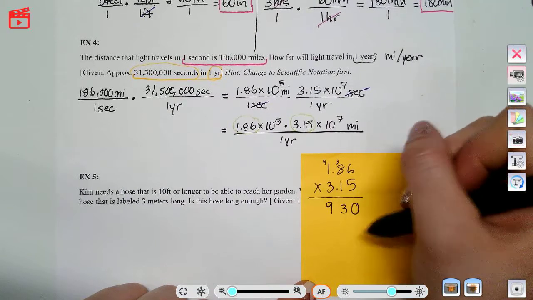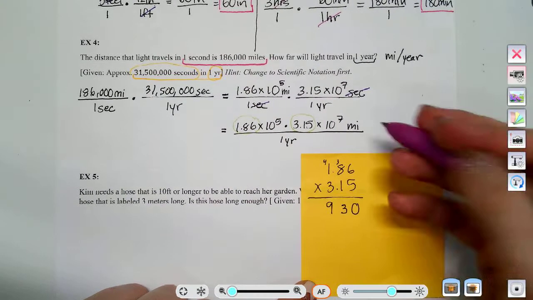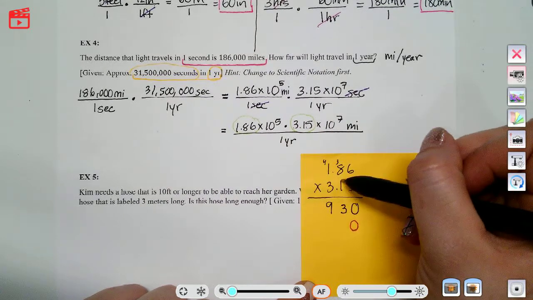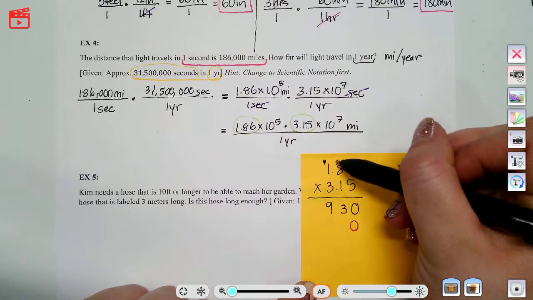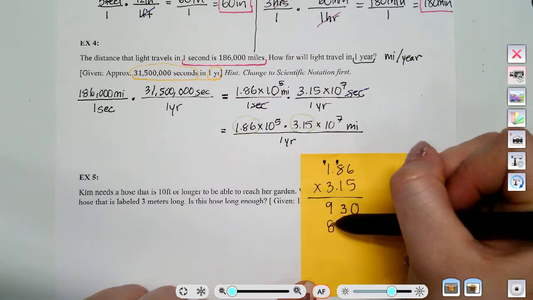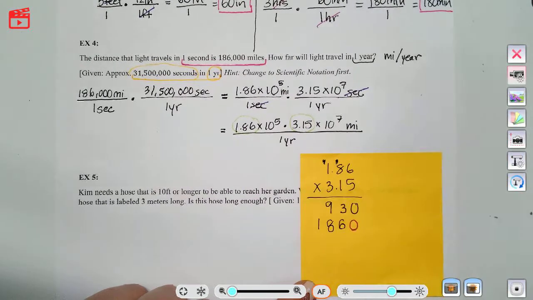Okay, so second cycle, we're going to start. Before we do that, though, we're going to add a 0. Alright, so multiplying, we're going to be multiplying the 1 to every one. That's going to be 1 times 6, 6. 1 times 8, 8. 1 times 1, 1. Alright, done with the second cycle.